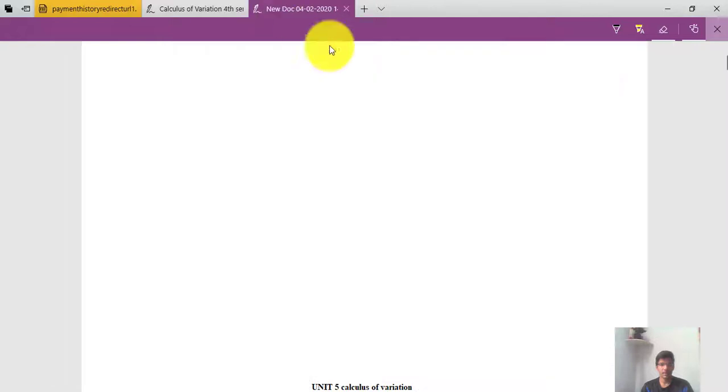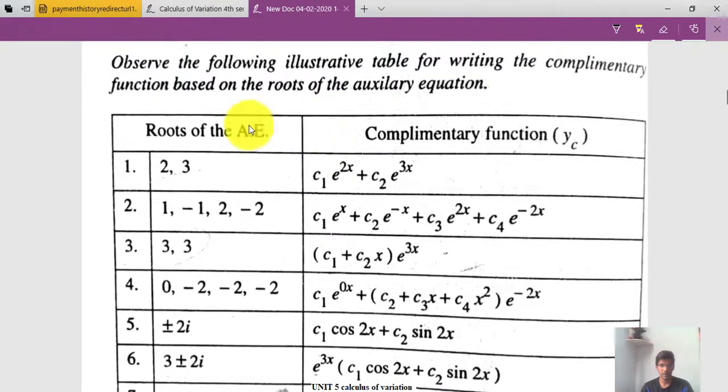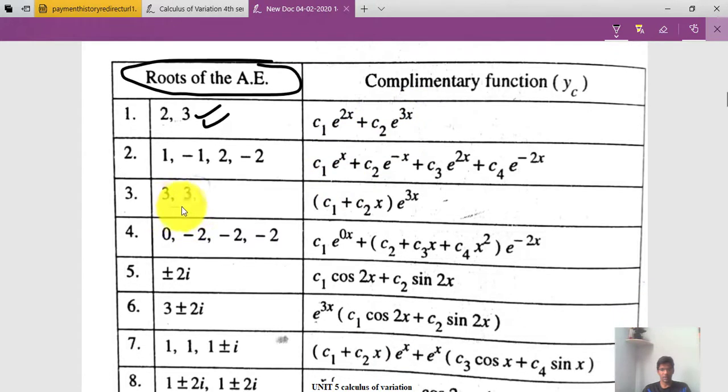Depending upon the auxiliary roots, as you have learned in your previous classes, how do you write a complementary function? Here are two distinct roots, 2 and 3, which are different from each other. That was my case 2, that is c1 e raised to 2x plus c2 e raised to 3x. Now here there are repeated roots, so how do you write it? It is (c1 plus c2 x) e raised to 0x.